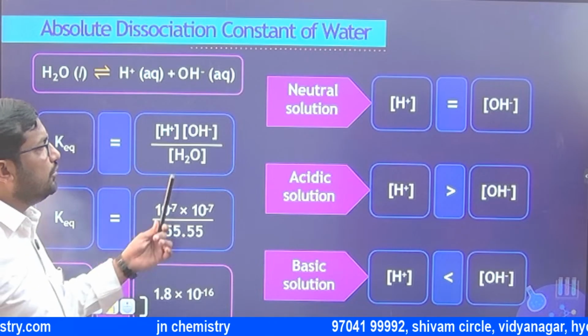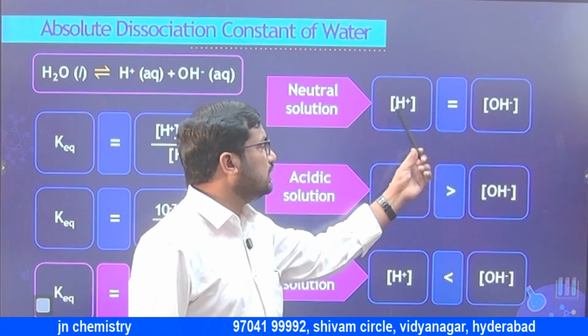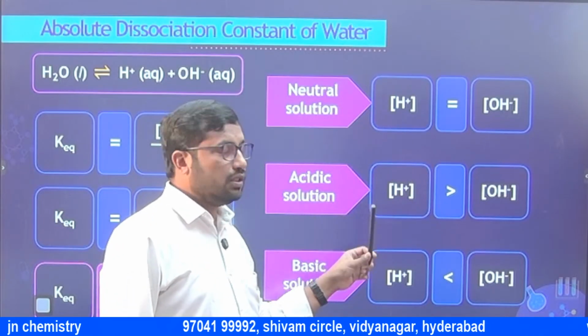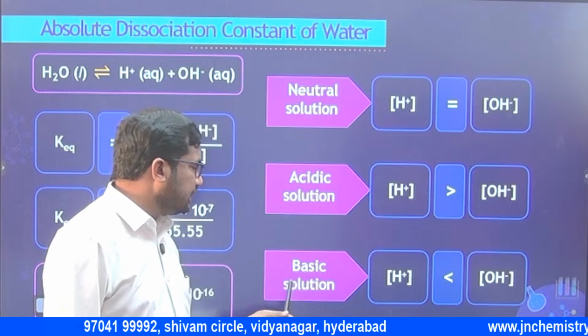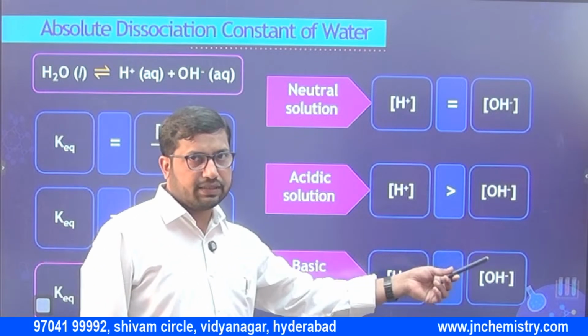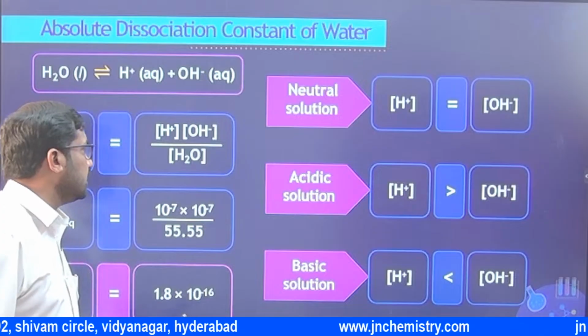In a neutral solution, H plus ion concentration is equal to OH minus ion concentration. Acidic means what? H plus ion concentration is greater than OH minus. In a basic solution, what happens? OH minus concentration is more, and H plus concentration is less than OH minus ion concentration.